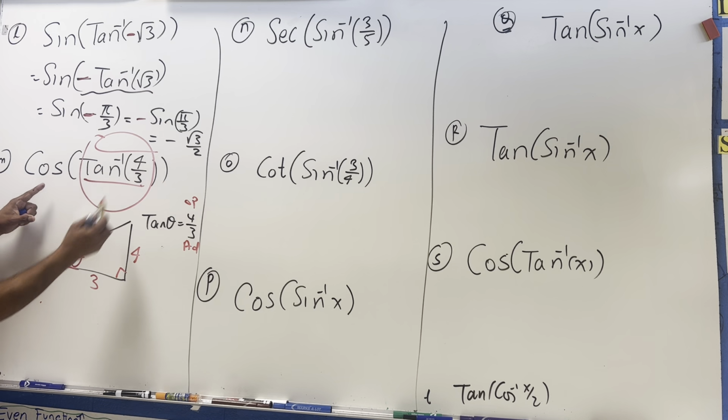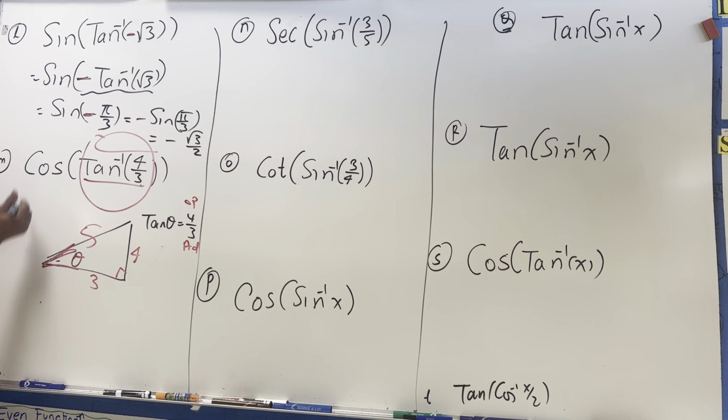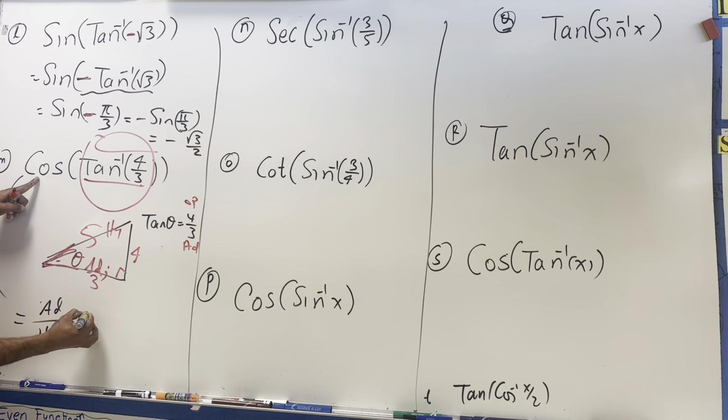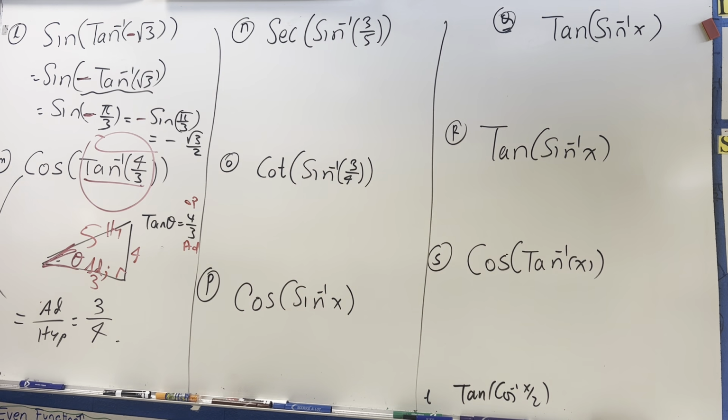So this part is theta and then cosine. Cosine is adjacent over hypotenuse, which is right here the adjacent and the hypotenuse. So this answer is going to be 3 by 5. That's it. So let's do the next one.